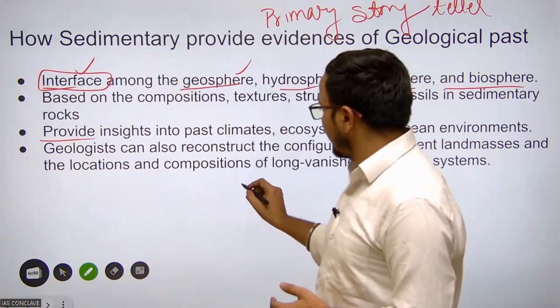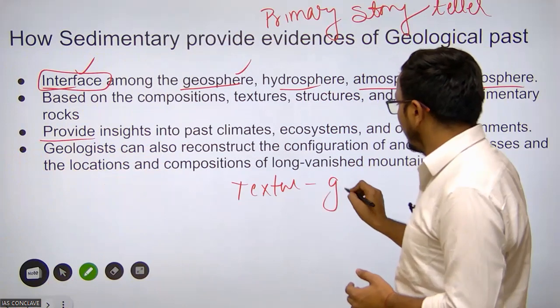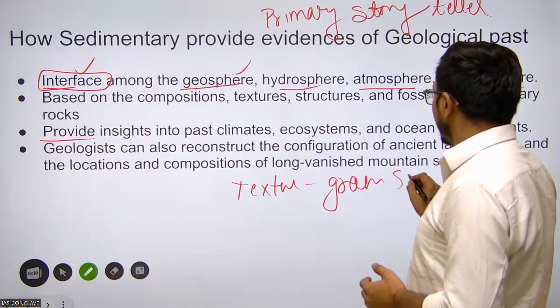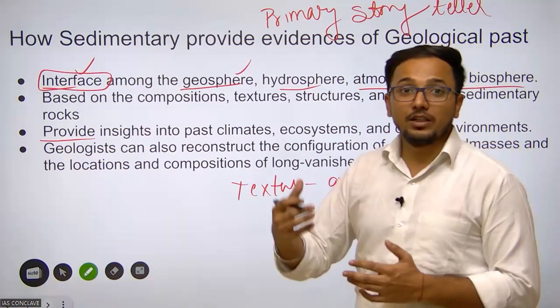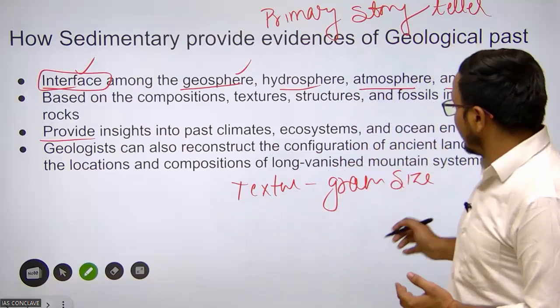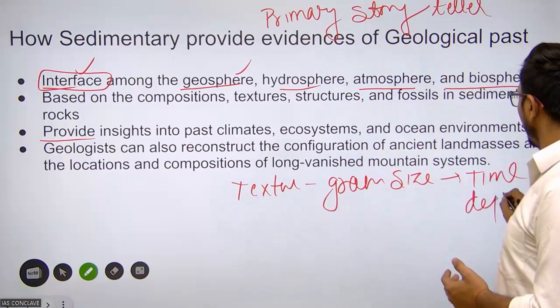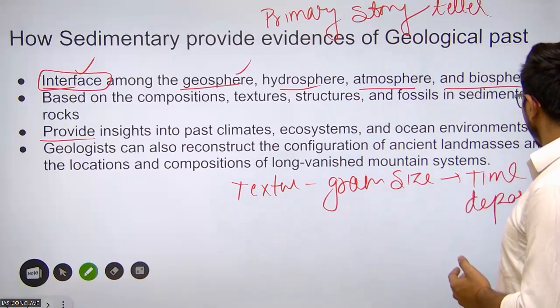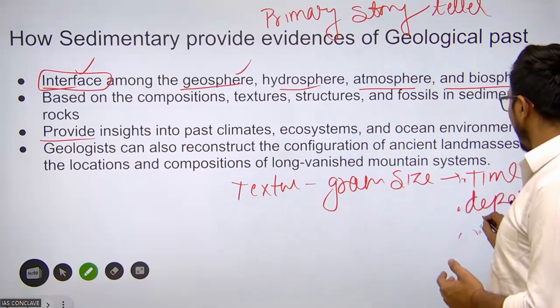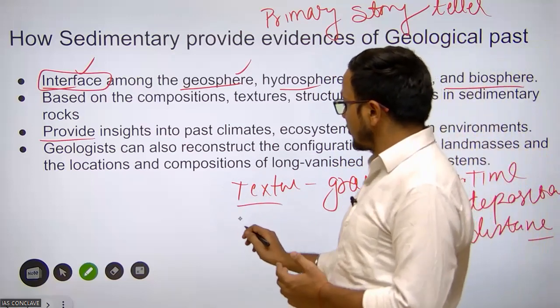If we refer to the textures, what does texture tell us? Texture tells us the grain size. And what does grain size tell us? Grain size will tell us about the time, the deposition currents, and the distance travelled by these grains. And the structures.